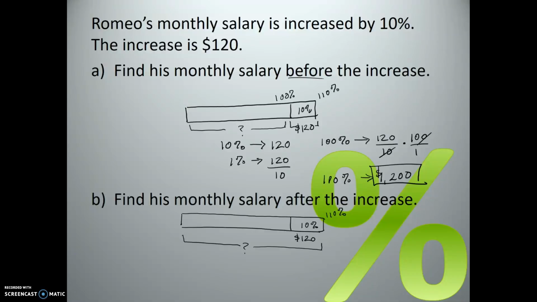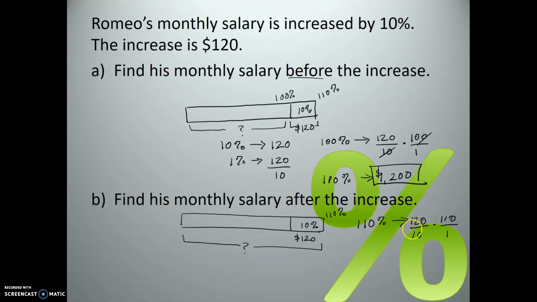If we want to find his monthly salary after the increase, we can obviously find this one of two ways. The first way is we could just add $120 to $1,200, right? And that would give us $1,320. That's not very hard to do. Or we can get more practice with Unitary Method. So let's do the latter. So we're going to find 110%. That equals $120 over 10 times 110 over 1.